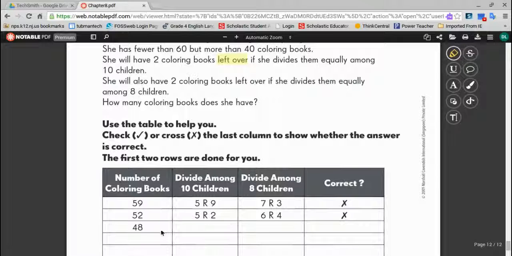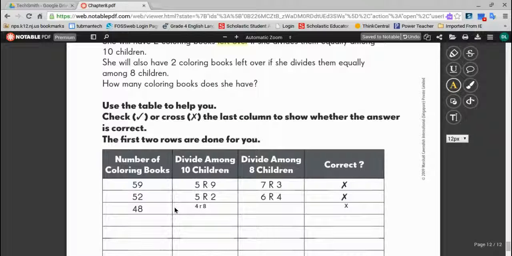All right? So when I do 48 divided by 10, well, let's count my 10s: 10, 20, 30, 40. I have 4, but I have a remainder of 8. So that doesn't work, and I should cross that out. X. Okay. So let's pick another number. And again, I'm looking for something with a remainder of 2.